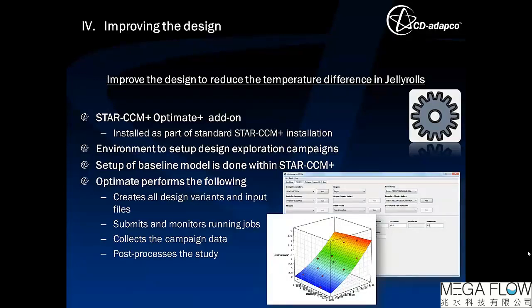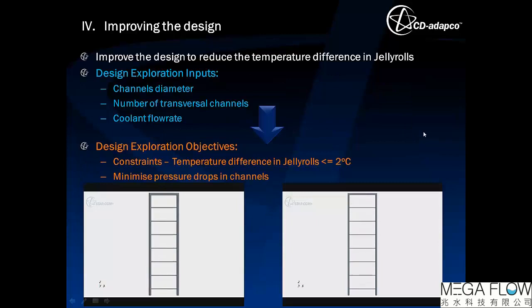It will collect the campaign data and post-process the study. So in my design exploration study, I will focus on the design of the cooling channels. I will parameterize the geometry of the cooling channels to modify the channel's diameter. As you can see on the left-hand side of the slide, I will also parameterize it to modify the number of transversal channels, as you can see on the right-hand side movie.